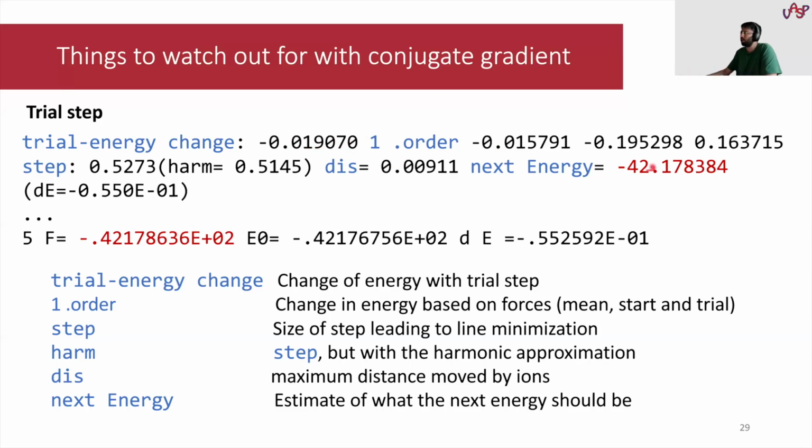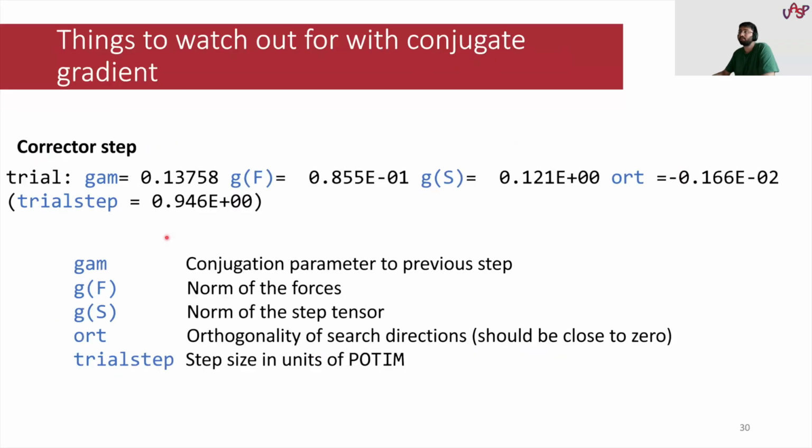I think the most important thing to realize is basically if your energies are close to the next step energies. Everything else is kind of correlated to this. This is for the trial step. For the corrector step, you have the same thing. Again, you have what's reported as GAM. In the corrector step, this is basically just beta in the previous expressions that I showed, which keeps your directions orthogonal. So I guess the correct word for it is the conjugation parameter to the previous step.